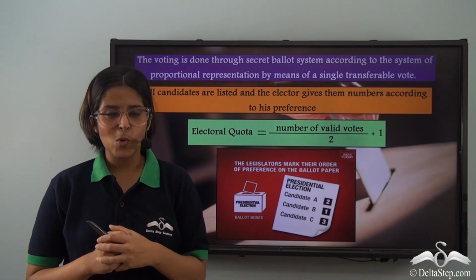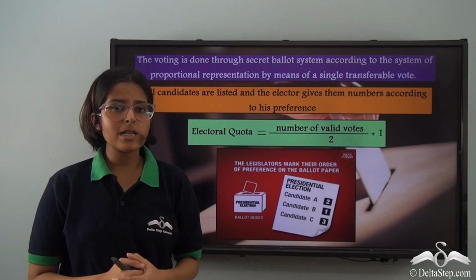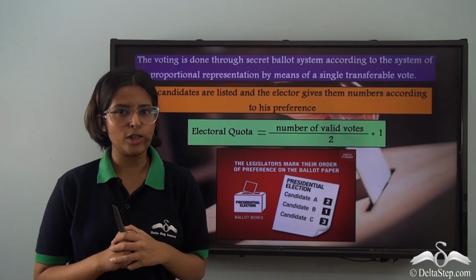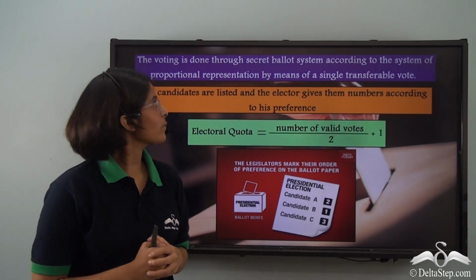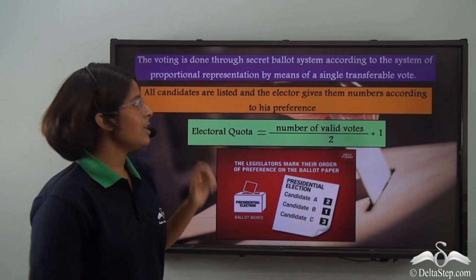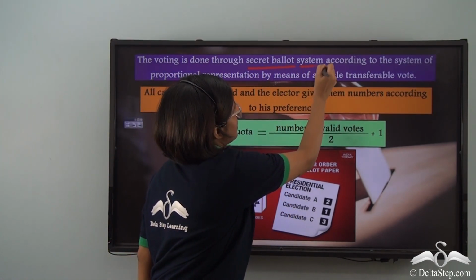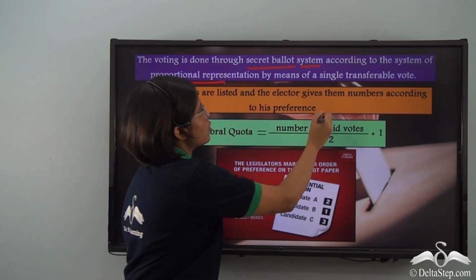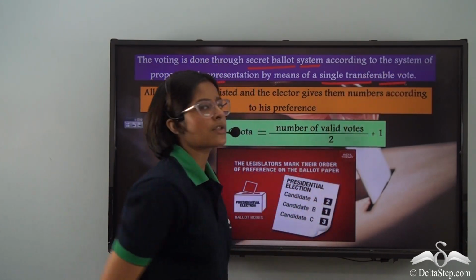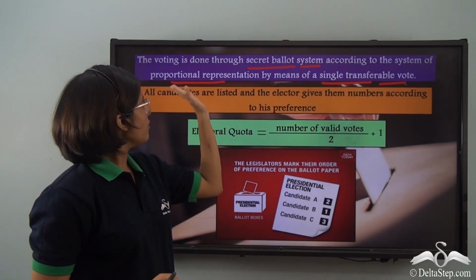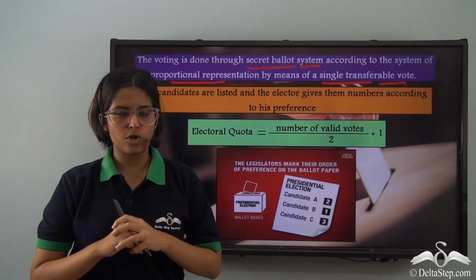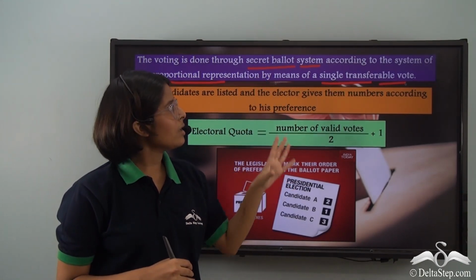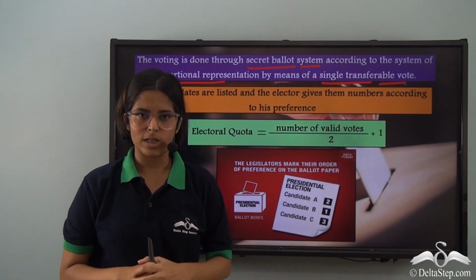That was exhausting, wasn't it? Now that we've understood the system of proportional representation and why it is called so, let us move forward. So the voting is done through the secret ballot system according to the system of proportional representation by means of single transferable vote. Now we've understood what proportional representation means. We are left to understand what a ballot system is and what a single transferable vote is.